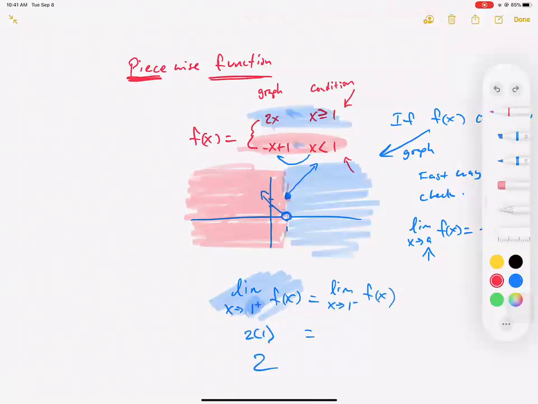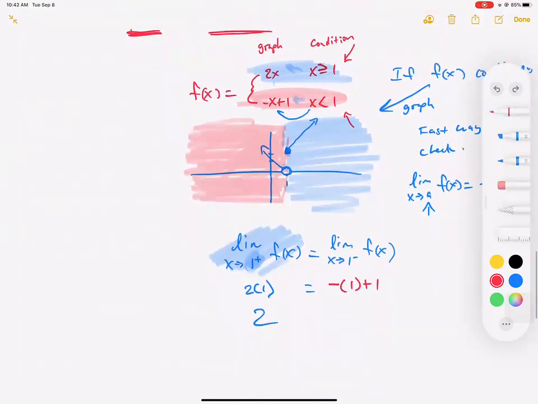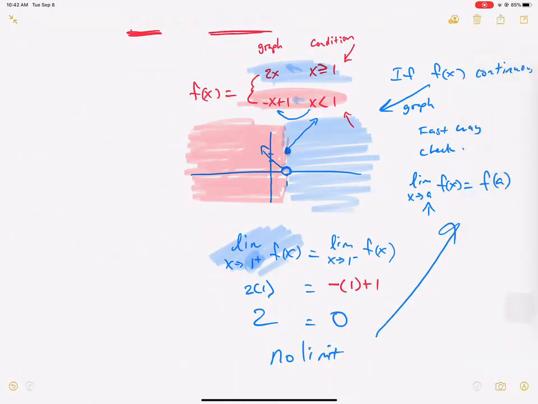On the left side, here's my left side. When I plug in, negative 1 plus 1. Mr. Ko, wasn't that negative? No, it wasn't. It just meant from the left side of 1. This gives us 0. So if the left limit and the right limit do not agree, this is no limit. And that makes this not going to work for us.